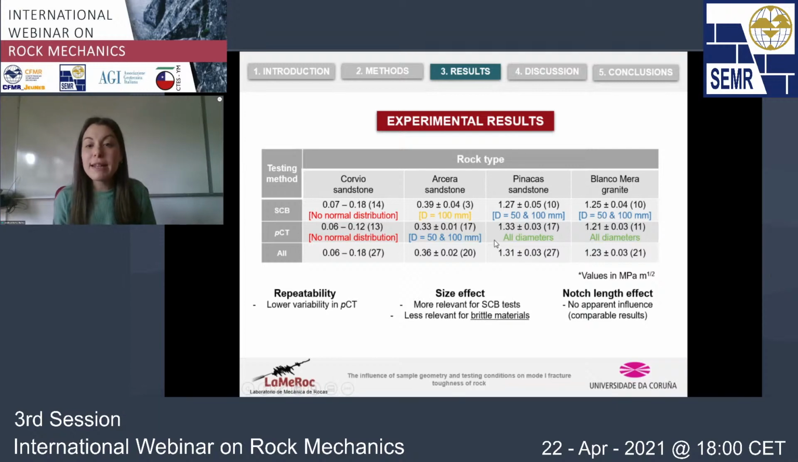And for the Pinacas and the Arcera sandstone, which are the harder materials, all the 3 specimen sizes that we have tested conform to a normal distribution. And we could also observe from this statistical analysis that there was no apparent influence of the notch length, at least for the ranges that we have used in this study, but the results were comparable.